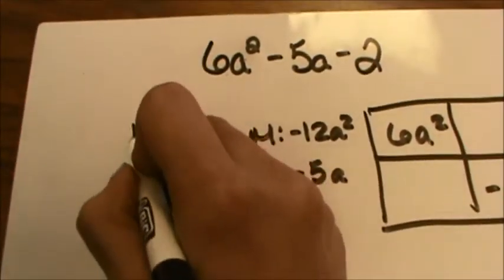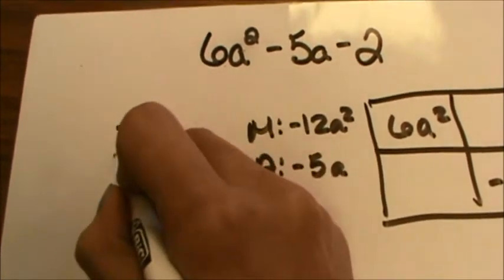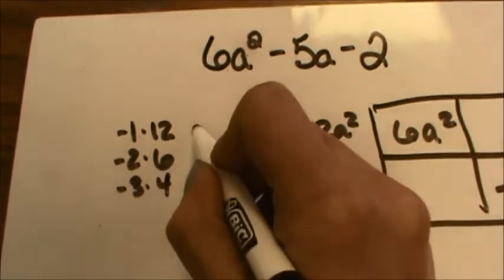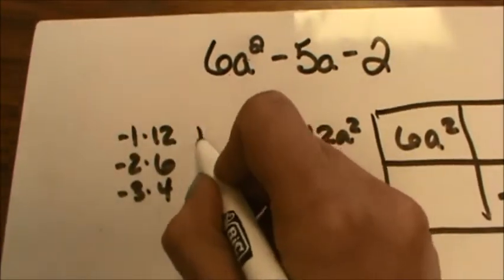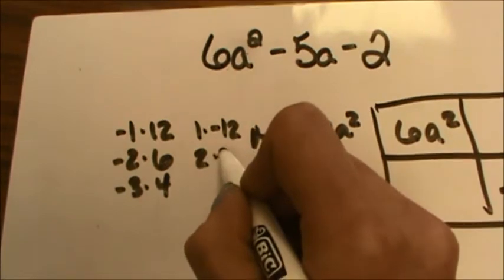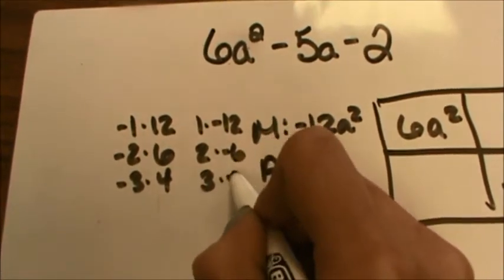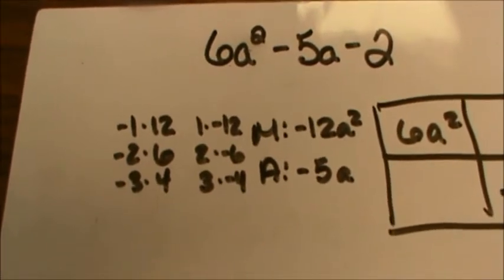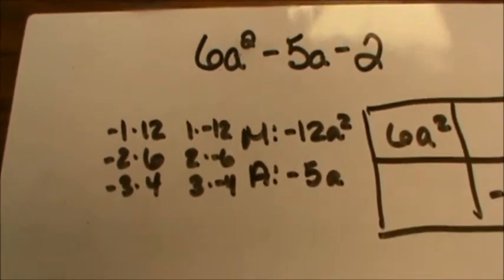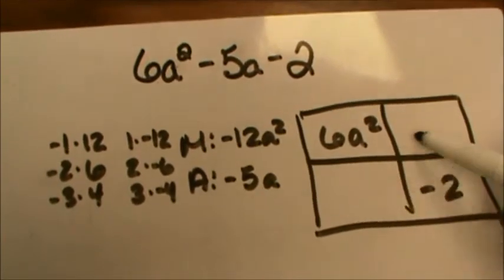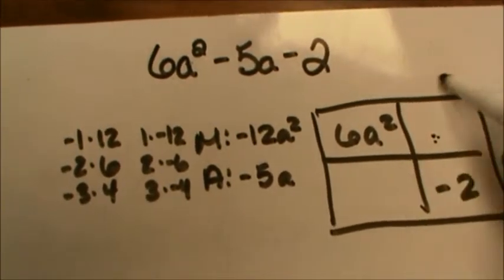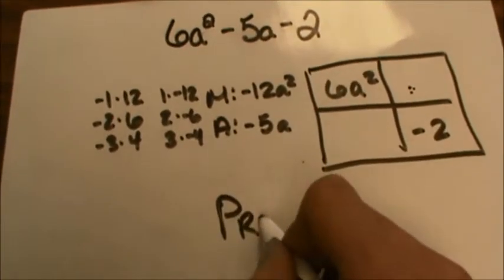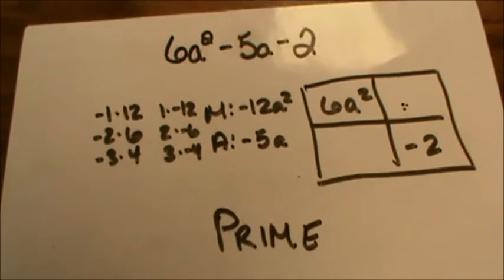Well, if I come over here and look at my factor pairs of 12, 6, 4, or I have the other side, 1 and negative 12, 2 and negative 6, 3 and negative 4. Any of these add to be negative 5? No. That means I cannot fill in these 2 boxes to figure out what's on the outside here. This one is prime.